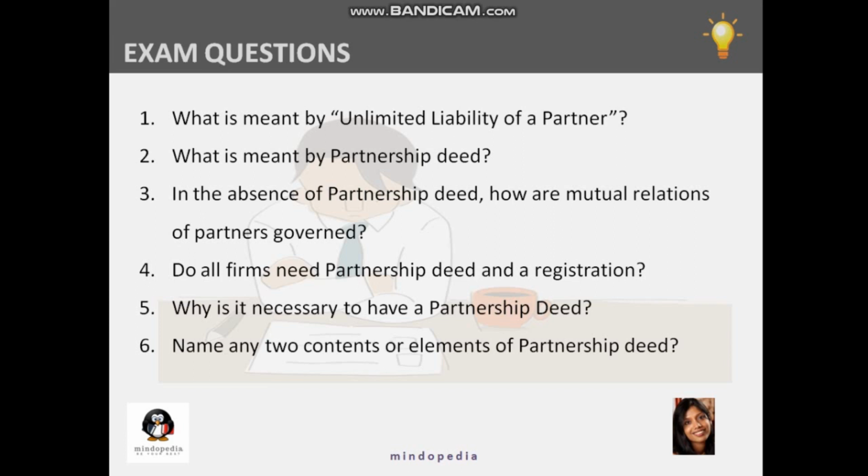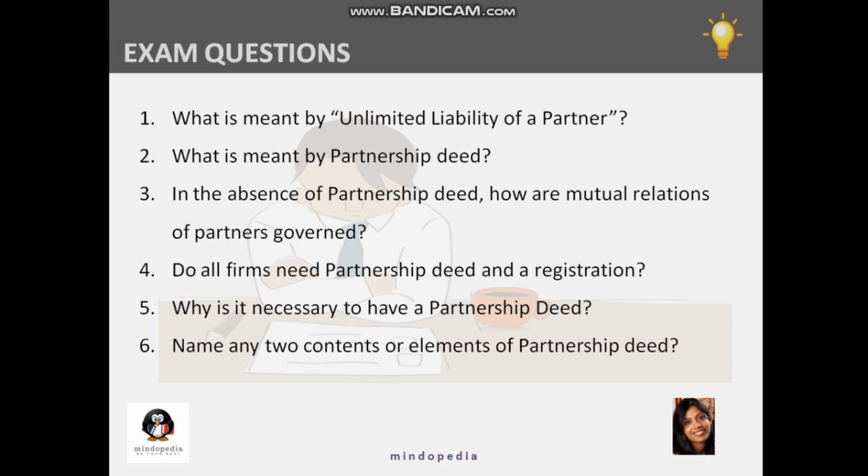What is meant by unlimited liability of a partner? That is our question number 1. बहुत easy है, हम पहले कर चुके हैं. Unlimited liability of a partner means that a partner is liable to repay the debt of the firm even from their personal assets in case the assets of the firm are not sufficient enough to meet the debts.